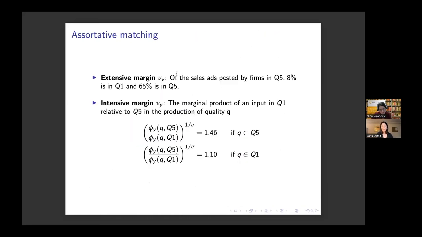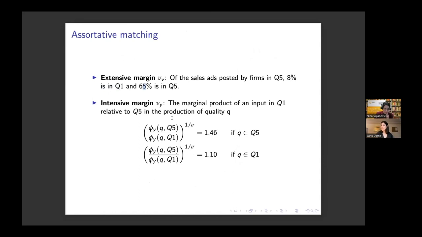Okay, so directed search is imperfect, but it is still significant. If you consider a very high wage firm, a high quality buyer, still 8% of ads end up in the lowest quality segment, but 65% comes from the highest quality. So it is significant, but it is imperfect.